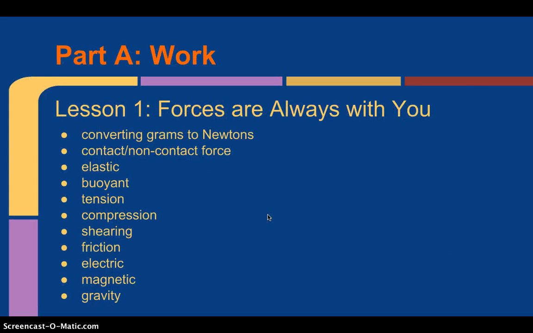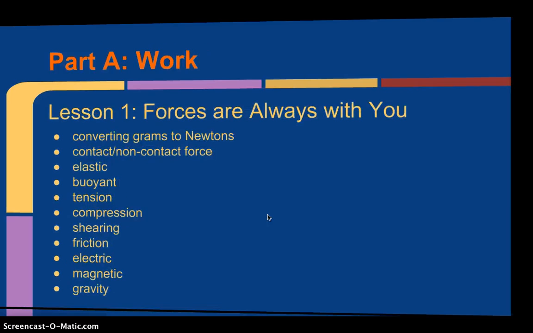The first part that we looked at in this unit was work, and lesson one is called Forces Are Always With You, and we looked at things like how to convert grams into newtons. We talked about the difference between contact and non-contact forces, and then below that are the 9 different kinds of force that we studied. So there's elastic and buoyant, tension, compression, shearing, friction, electric, magnetic, and gravity. We looked at those different things over the course of a couple of days. You should be able to define those things or describe them somehow.